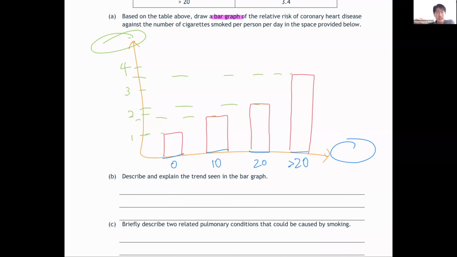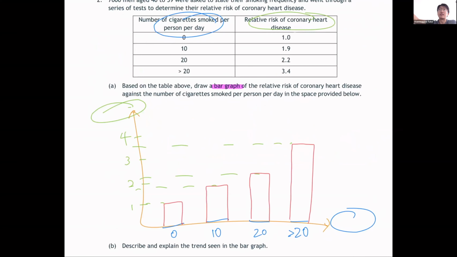So we have an overall increasing trend, right? But actually you cannot say that as the number of cigarettes smoked per day increases, risk increases, because zero is never smoke. So what does the 1.0 relative risk mean? So that is the normal risk level. So from 10 to more than 20, that is the added risk of smoking on coronary heart disease, right?